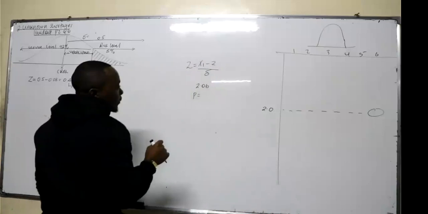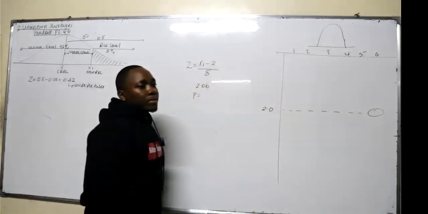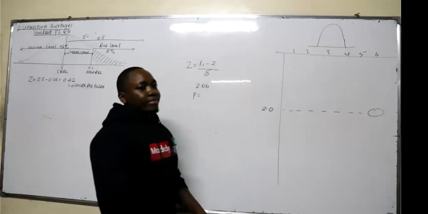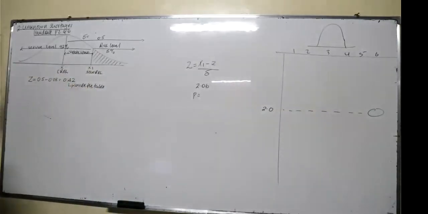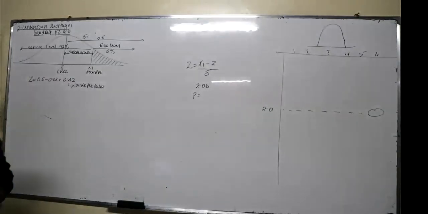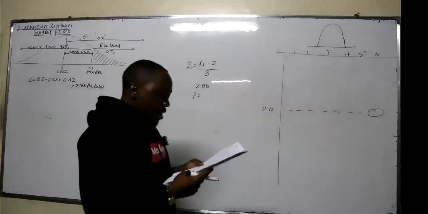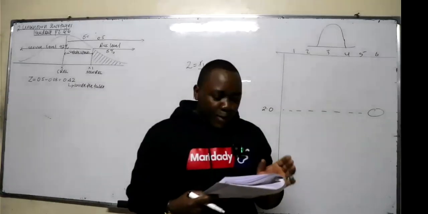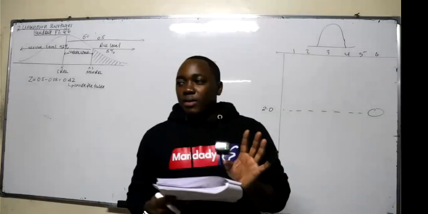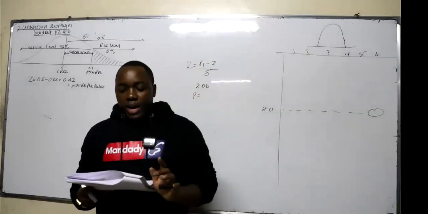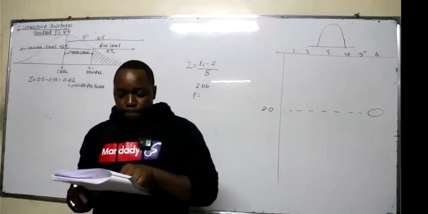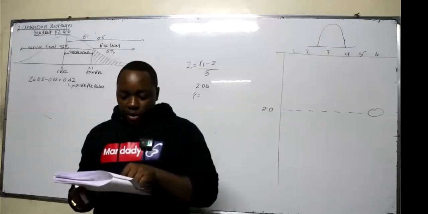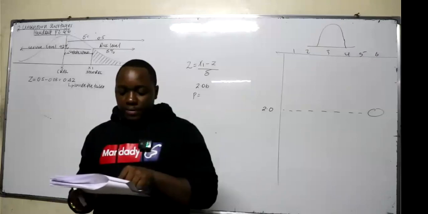To get Z, you read inside the table. Now look for 0.42. Not necessarily 0.42, but a figure that is close to 0.42. Then you give me 1.41, but it should exceed at least a little. So even below or above, it's okay. Now, can you see 0.4207?